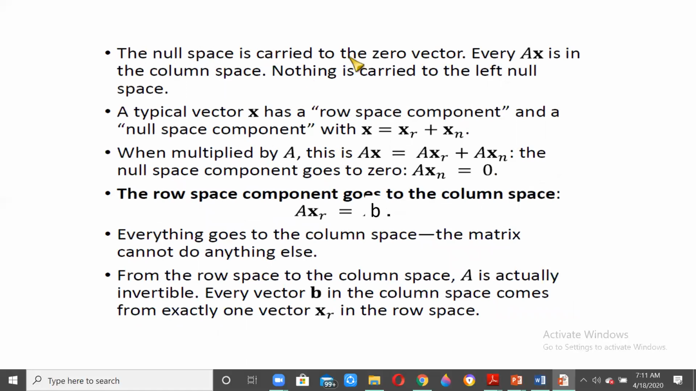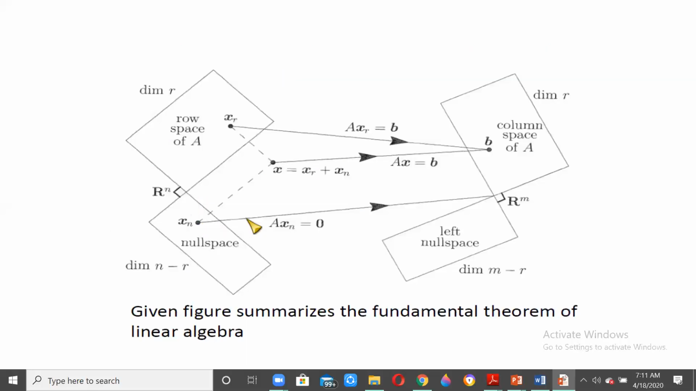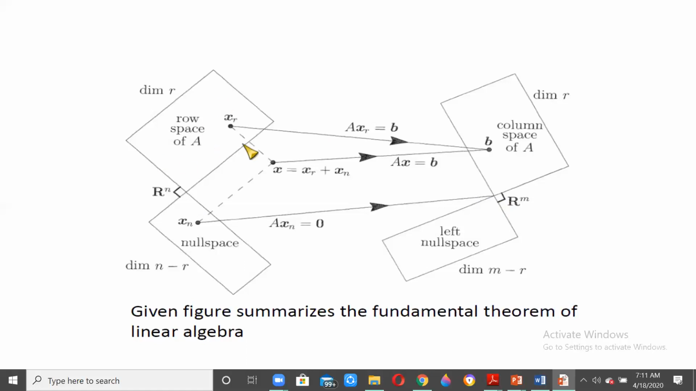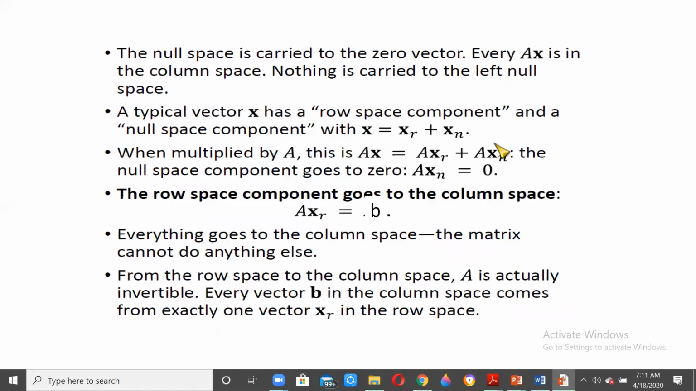The null space is carried to the zero vector. All the points in the null space are carried to the zero vector, mapped onto the zero vector. Every Ax is in the column space. So every point which is Ax will be in the column space, whether it is in the row space or outside.